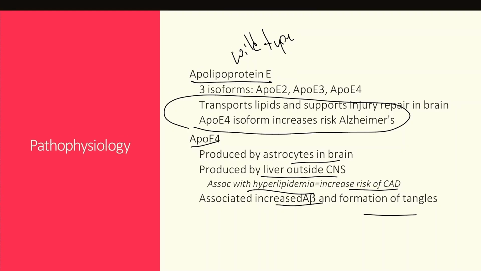Now this is where these genetic screens get weird, because if you do a genetic screen and it shows that you have this ApoE4 variant, that means your risk for Alzheimer's goes up. That does not mean that you will get Alzheimer's, it just means the risk goes up. If your insurance company sees these things, they raise your rates because they know you have an underlying cause.